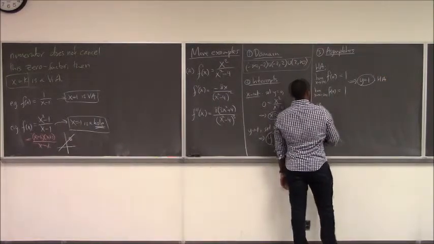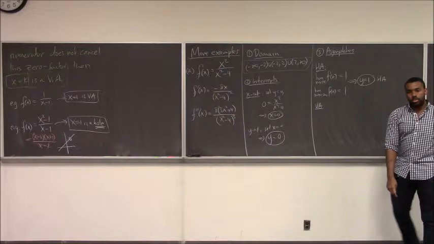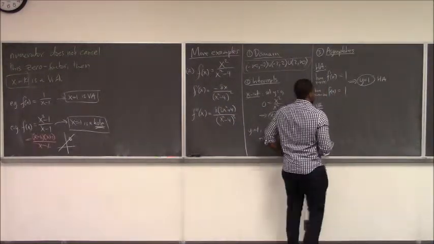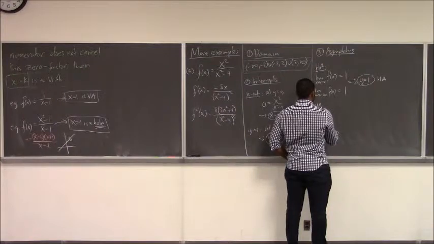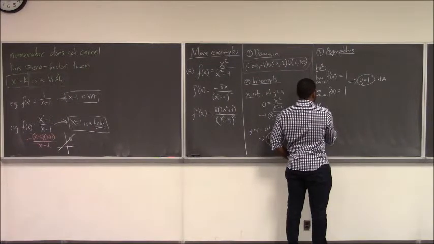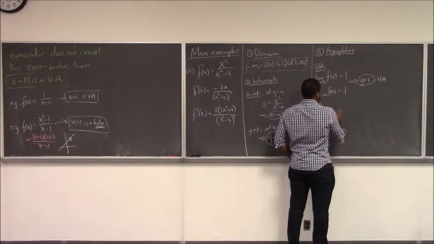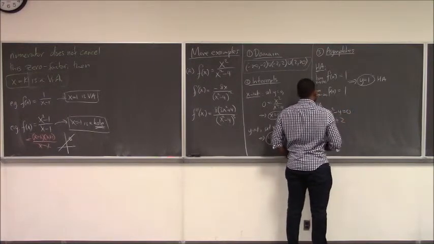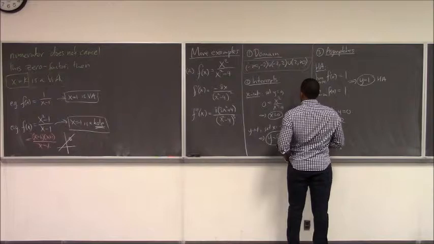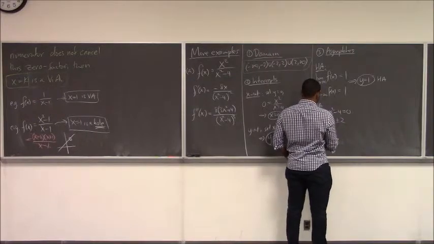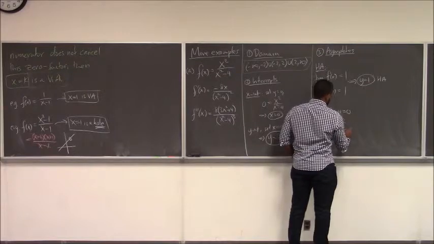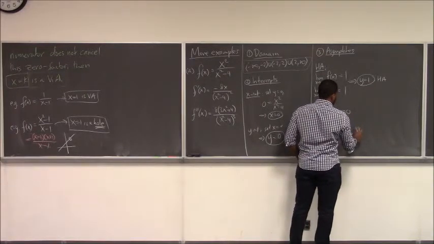Vertical asymptote. For the vertical asymptote, I need to find where the denominator is 0 and this doesn't get cancelled. So I set x squared minus 4 equals 0. This means x equals plus or minus 2, and there's nothing to cancel it. So that's pretty much it. x equals minus 2 and x equals 2 are vertical asymptotes.